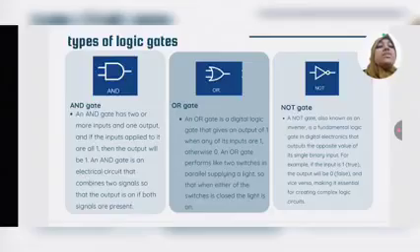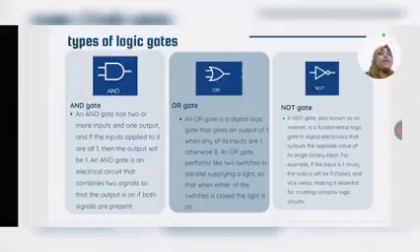The next one is the OR gate. An OR gate is a digital logic gate that gives an output of 1 when any of its inputs are 1, otherwise 0. An OR gate performs like two switches in parallel, supplying a light so that when either of the switches is closed, the light is on. That is the OR gate.